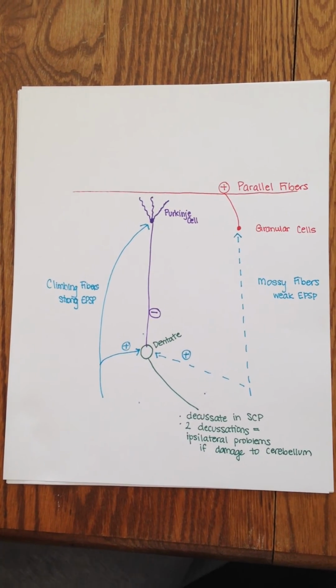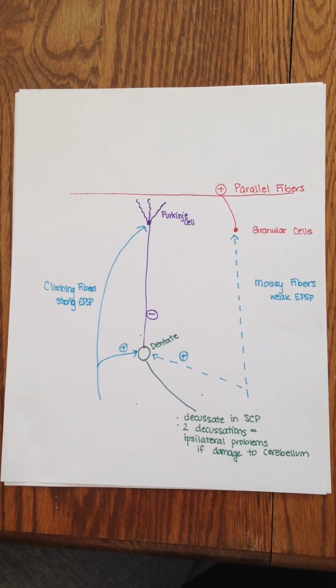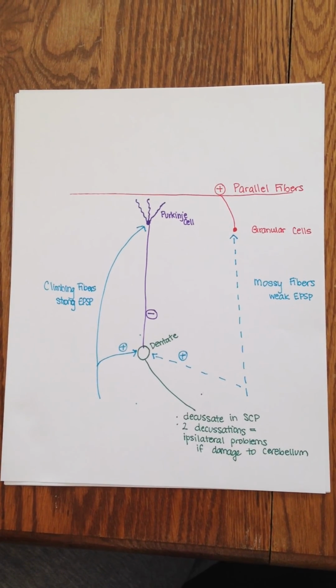Because all of the efferents from the deep nuclei in the cerebellum decussate twice, any damage to the cerebellum will cause ipsilateral problems.